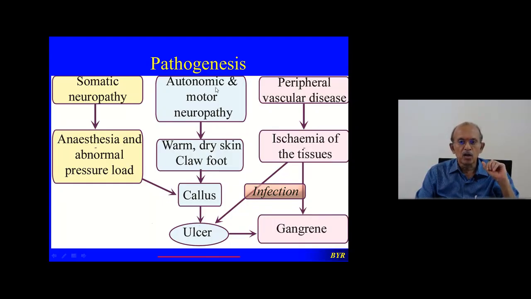Then there is autonomic and motor neuropathy. This leads to warm, dry skin with clawfoot. What is clawfoot? This occurs in posterior tibial neuropathy. When the posterior tibial nerve is involved, the patient develops clawfoot, and this leads to callus formation. This leads to ulceration. Peripheral vascular disease causes ischemia of the tissues that can cause gangrene or ulceration.